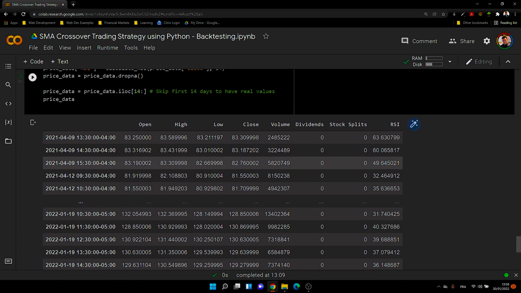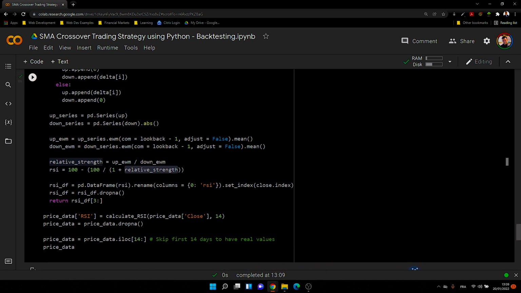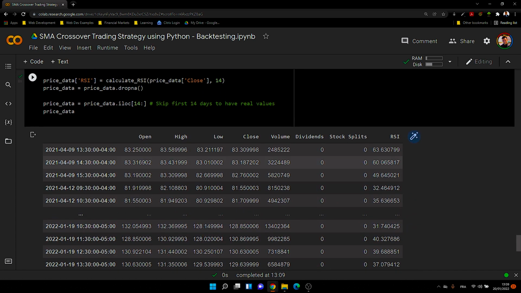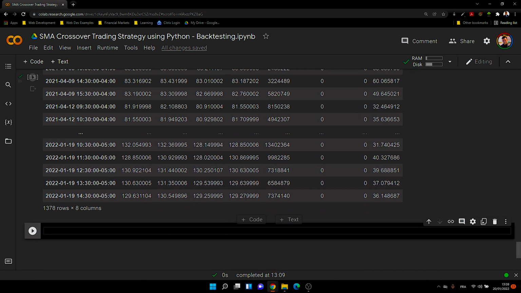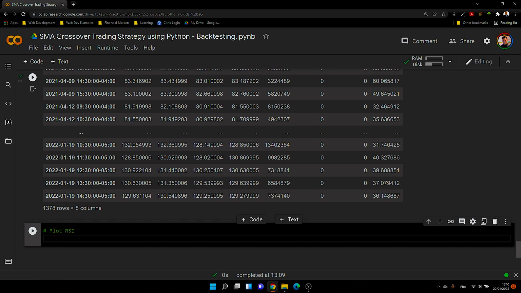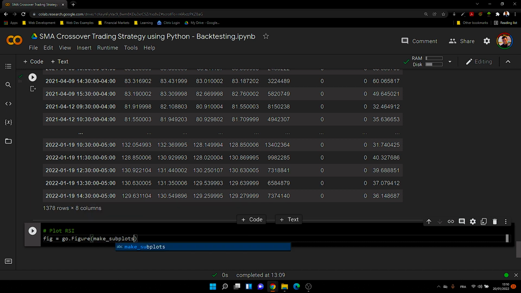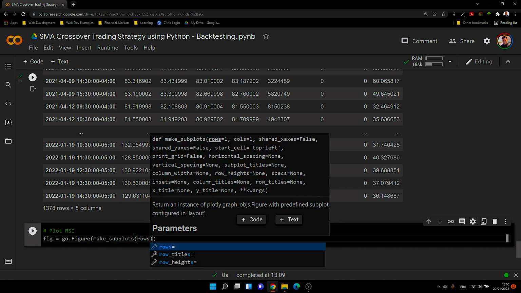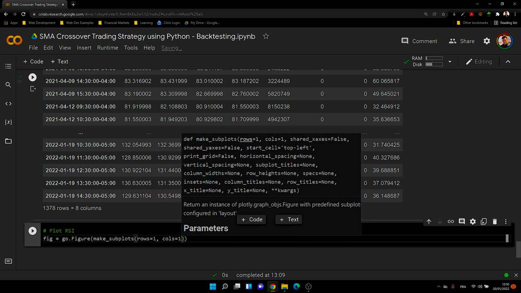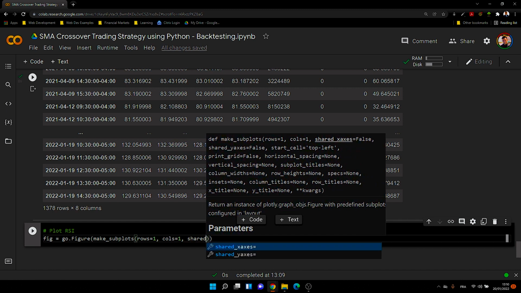As you can see, we have a new column at the end there, which shows us our RSI values for each period. So we only have to finish this up by plotting our RSI data now. To do that, we will use Plotly, and we'll say that our figure will be equal to go.Figure, and we'll say make_subplots, and we'll give it one row and only one column, and we'll share the x-axis between them.